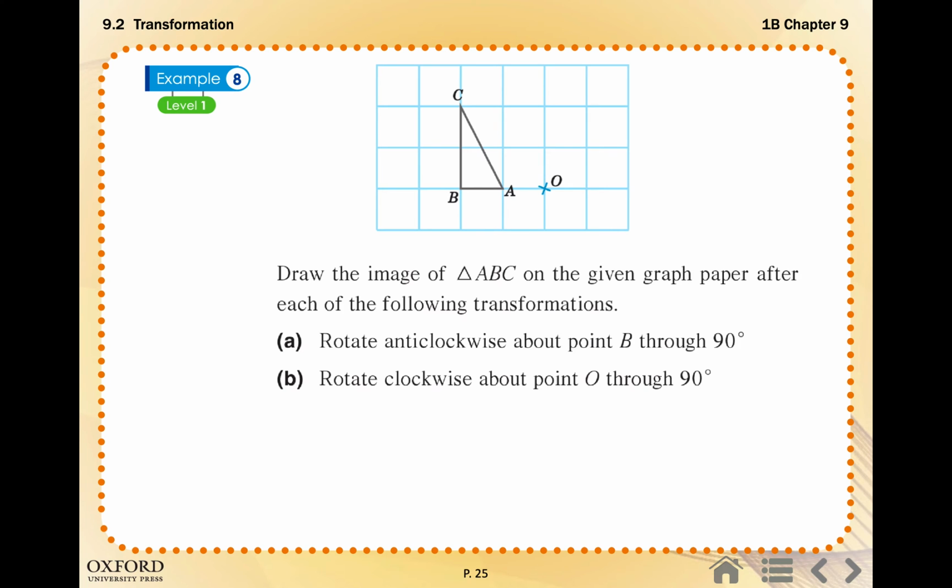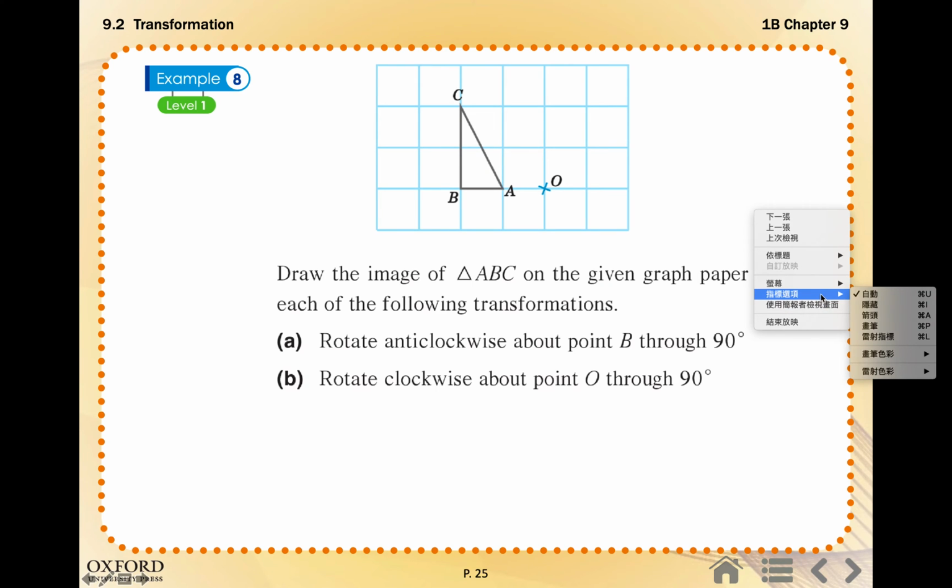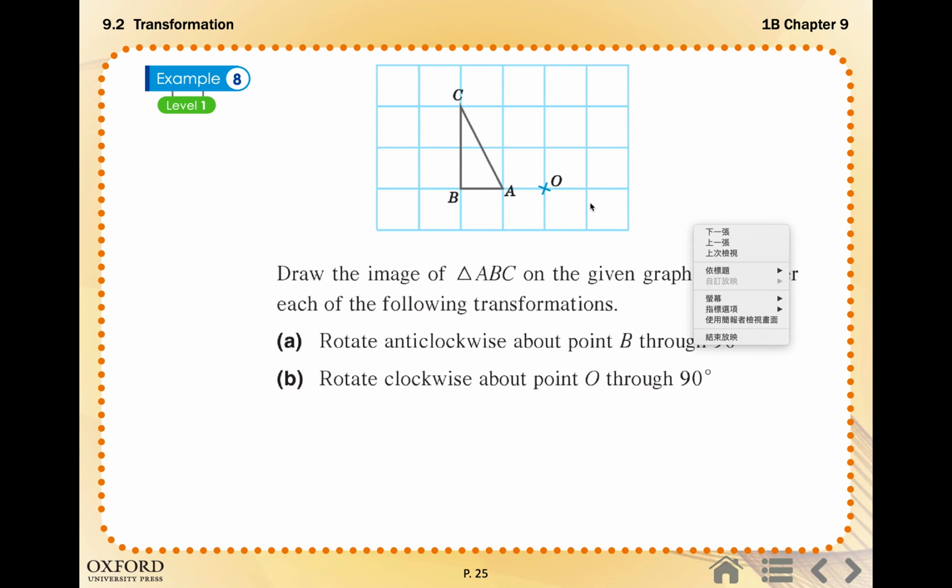First of all, for part A, for the triangle ABC, we should rotate the triangle ABC. You can see that first of all, the direction, and then where is the center of rotation, and also the angle of rotation. So now the fixed point is B.